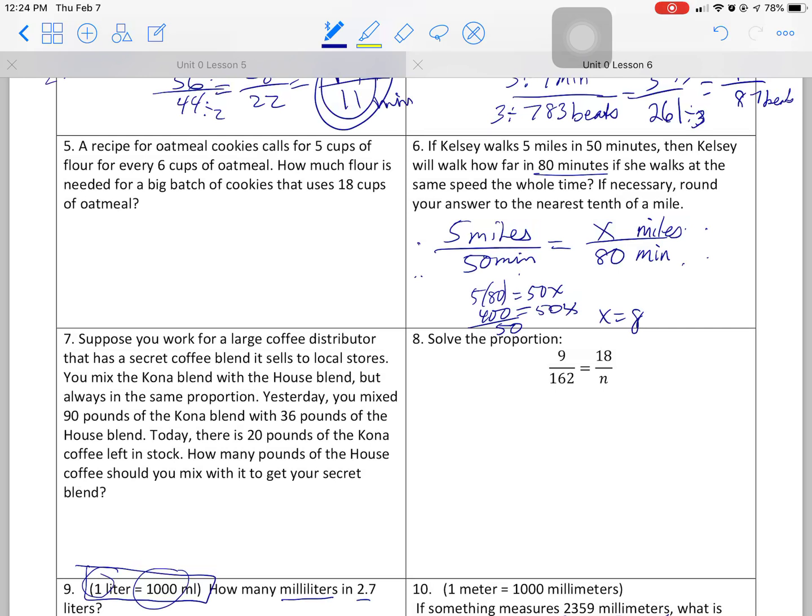Let's check by doing it the other way. So 80 divided by 50 is 1.6. So 50 times 1.6 equals 80. So 5 times 1.6 equals what? 5 times 1.6 equals 8. So x equals 8. Either way. All right. Last one down here.